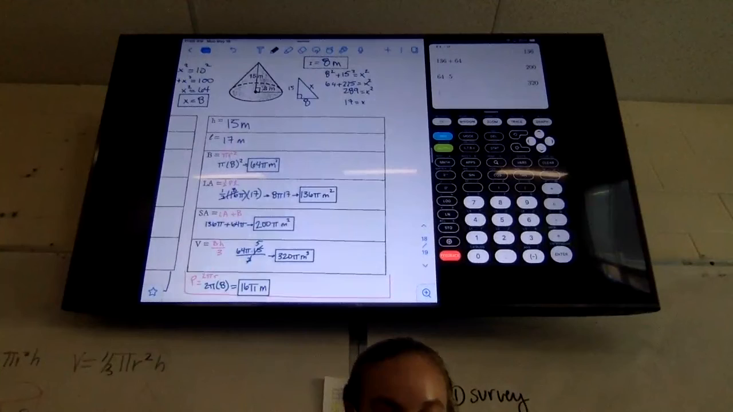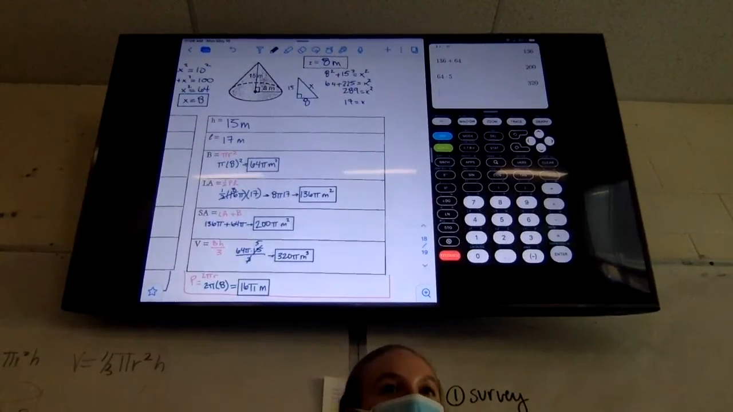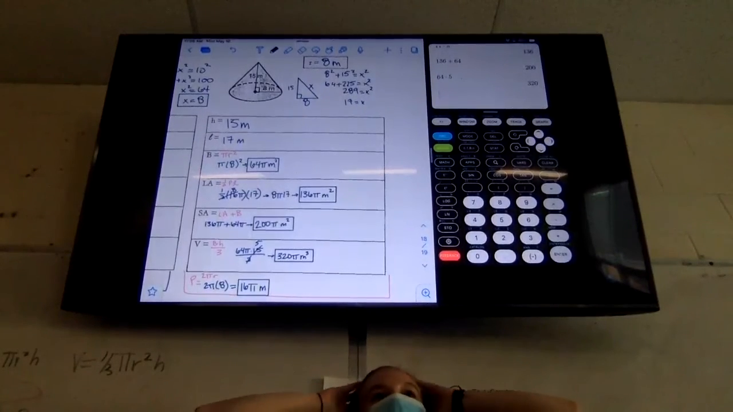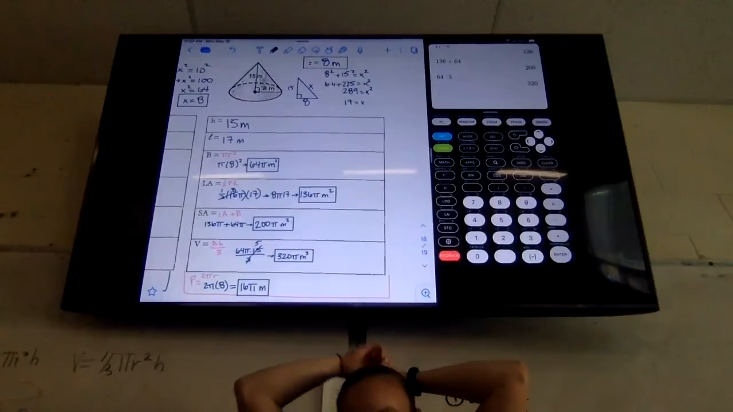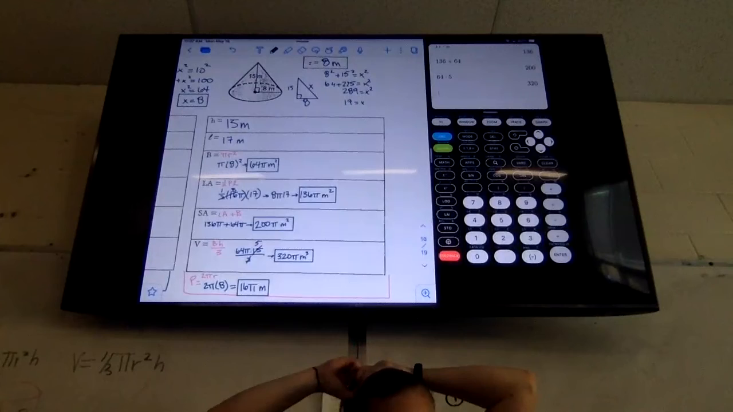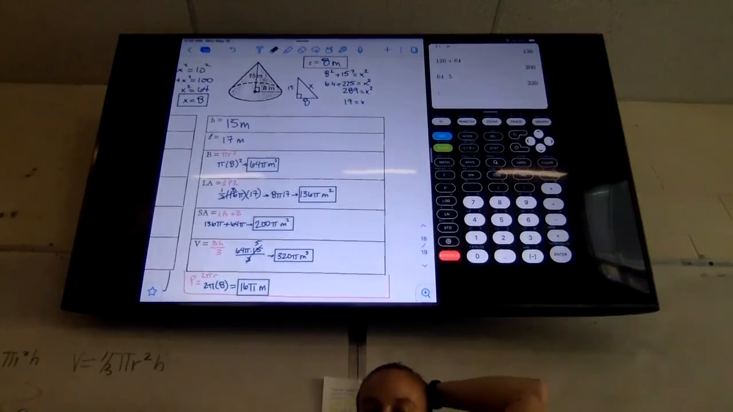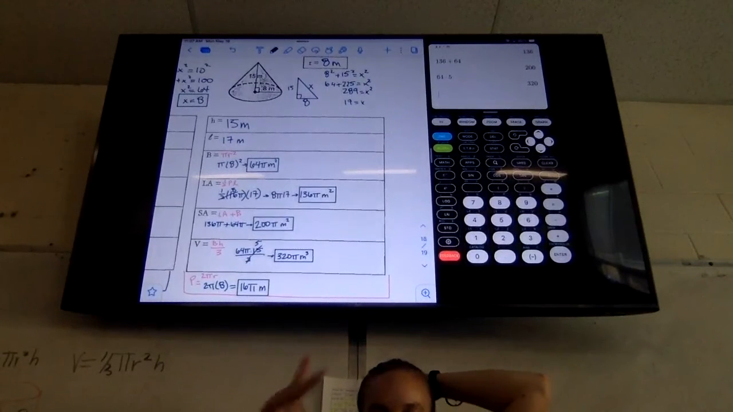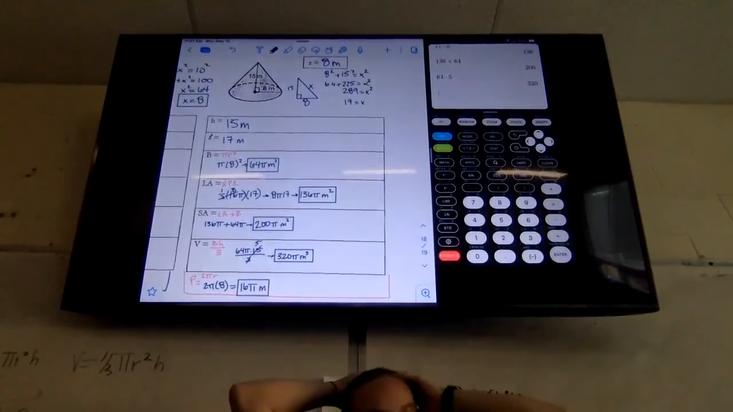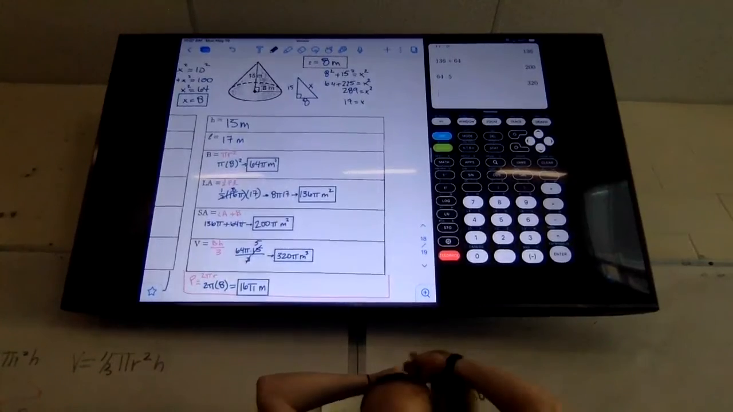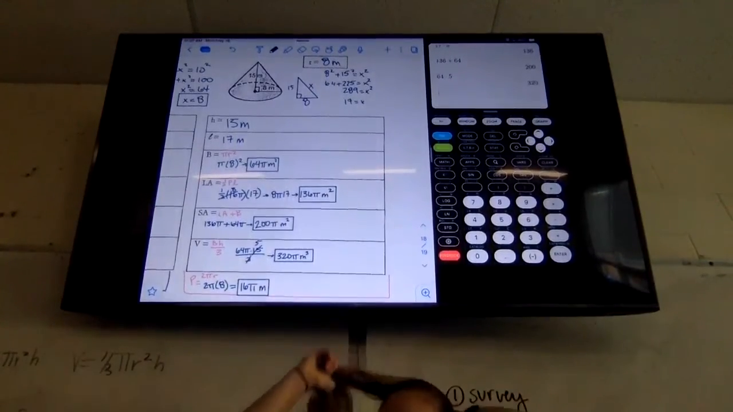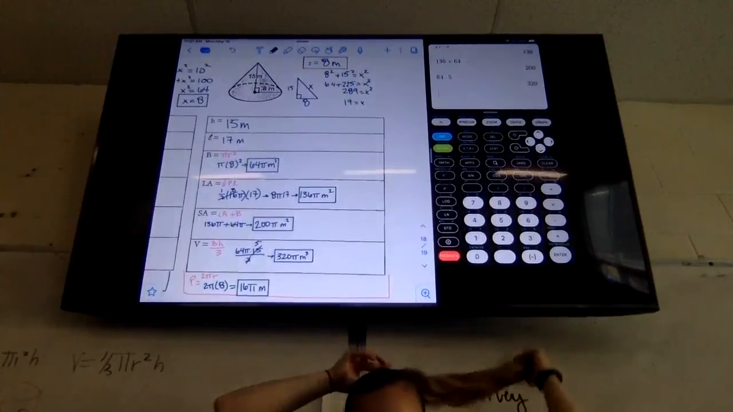Don't be afraid to write out more steps. You don't want to mess something up just because you didn't do it right. Oh, I thought LA didn't need a pi. Oh yes, LA does need a pi because you brought it with it from P. These cylinders and cones have a pi in almost all of their answers, so don't lose your pi. And don't multiply your pi throughout.